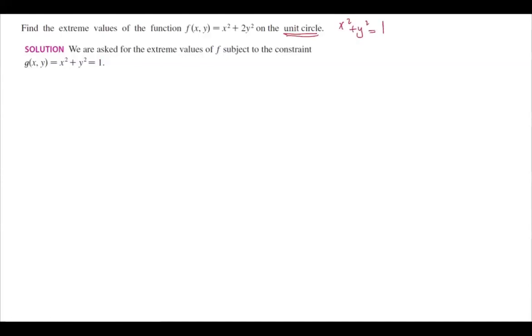Find the extreme values of the following function on the unit circle. The unit circle is a constraint. The unit circle is x squared plus y squared equals 1. But if we bring 1 to the other side, we can form this function, the constraint g.